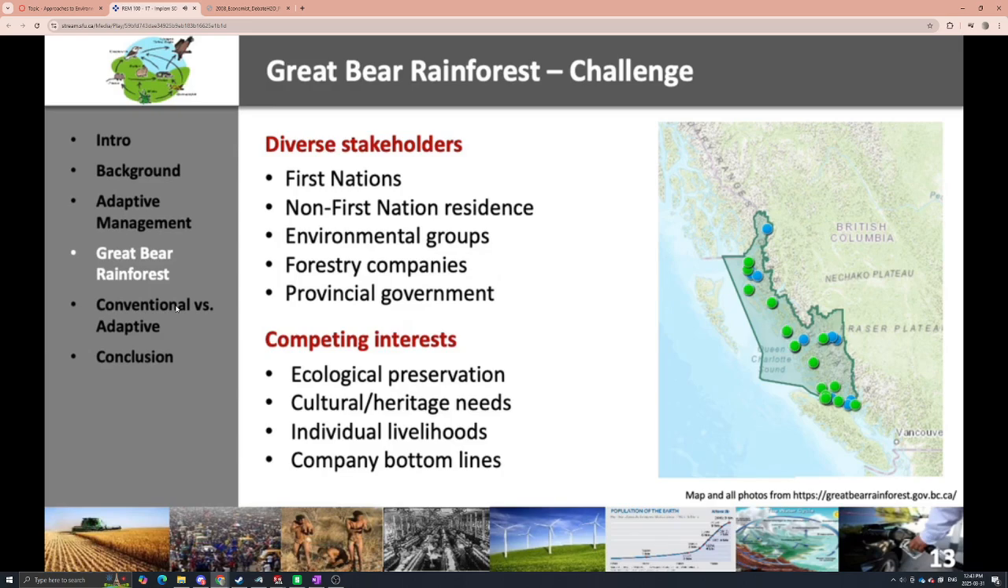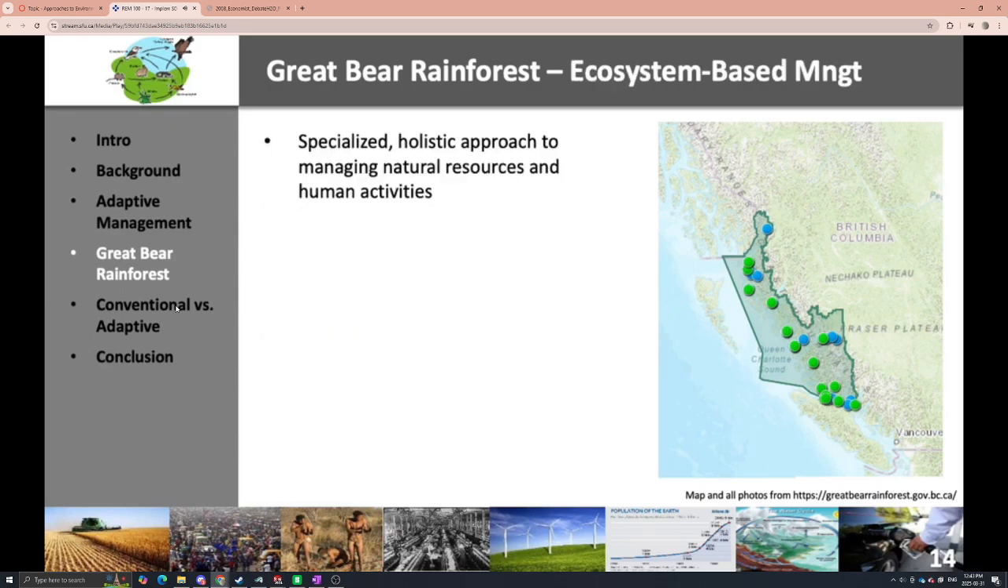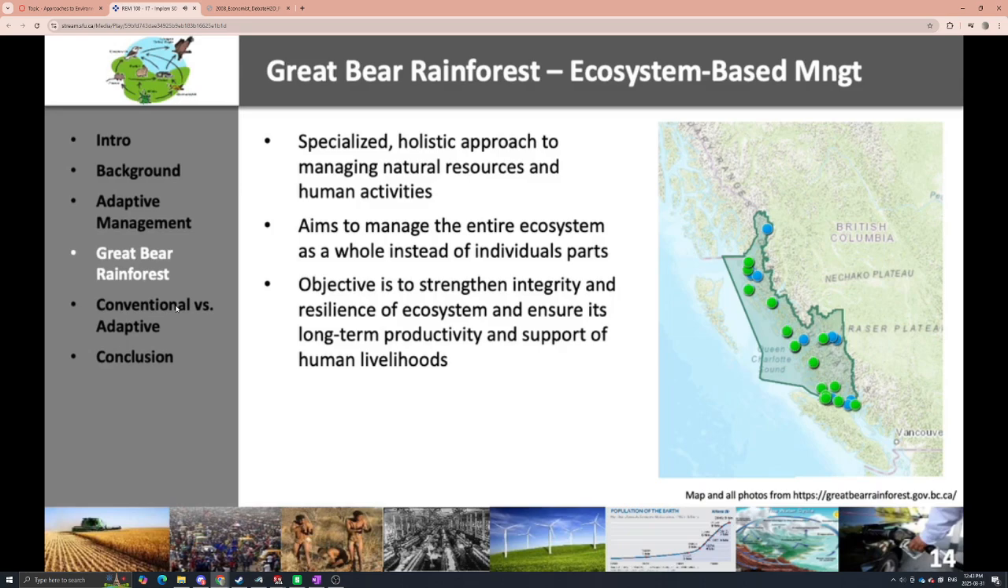In this particular case, around 2006, the governments of BC and the First Nations governments committed to an ecosystem-based adaptive management approach in the Great Bear Rainforest. Now, ecosystem-based management, or EBM, is a specialized, holistic approach to managing natural resources in the context of human and natural communities. Instead of just focusing on individual parts of the system, ecosystem-based management aims to manage the entire ecosystem and all its parts. The overall objective is to strengthen the health and resilience of the ecosystem so the ecosystem can be productive and sustainably support the livelihoods of the local communities indefinitely. Because after all, that's what sustainable means.